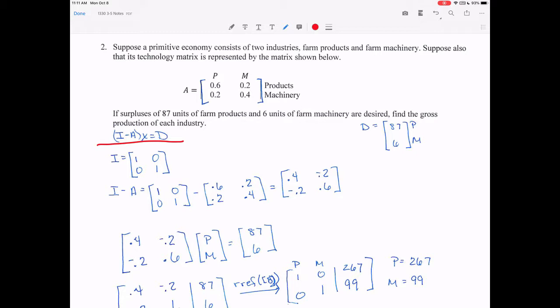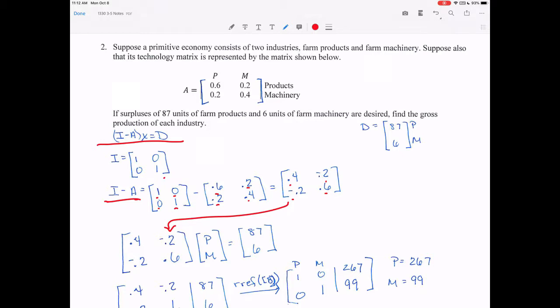I is 1001 if you have a 2 by 2. I minus A is 1002 minus A. You can do this in your head, or you should be able to. 1 minus 0.6 is 0.4. 0 minus 0.2 is negative 0.2. 0 minus 0.2 is negative 0.2. 1 minus 0.4 is 0.6. That gives you the I minus A matrix, so this goes right here.